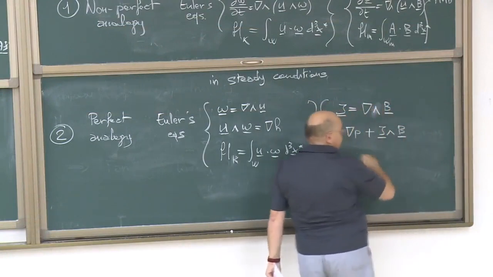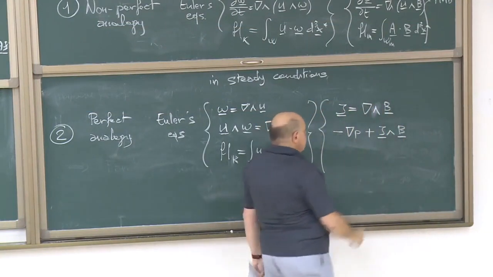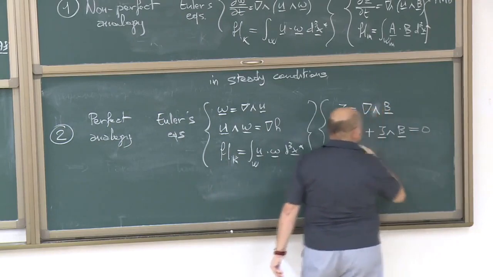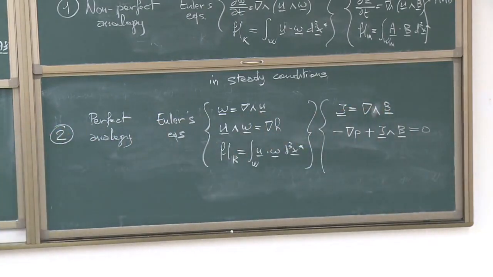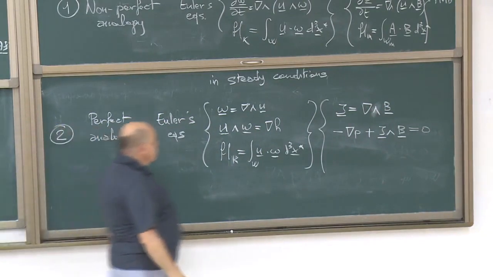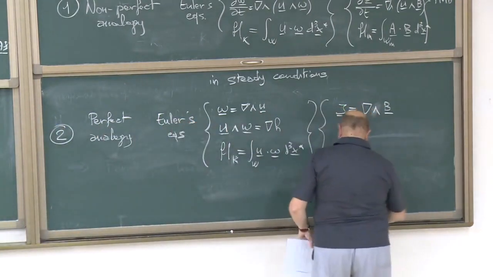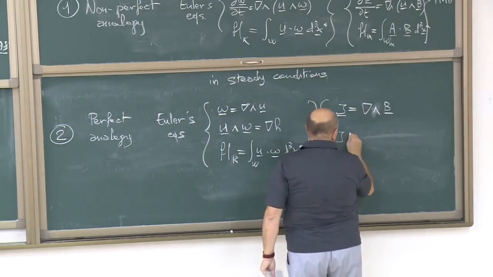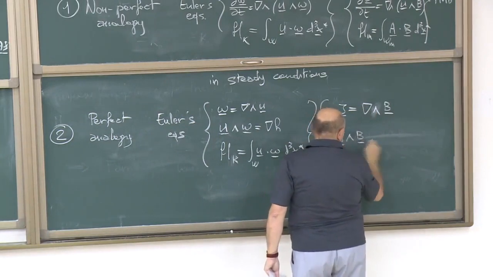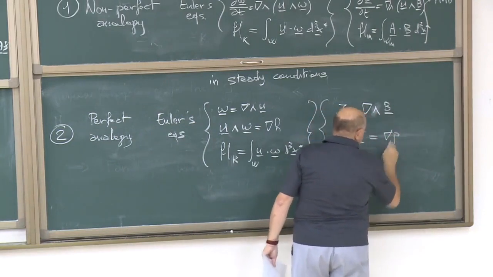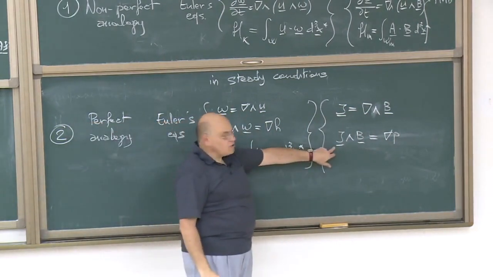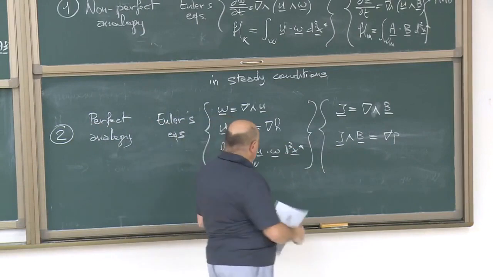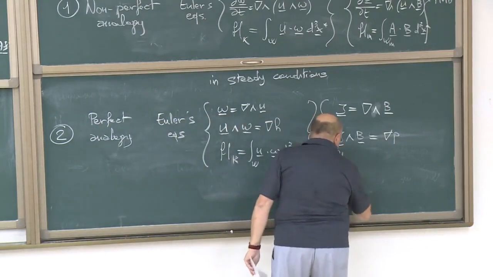And all this is equal to 0. If all this is equal to 0, because there is no time variation, then we can rewrite this in this form: J cross B equals grad P. So this comes from Navier-Stokes in the MHD case. And then we have magnetic helicity.